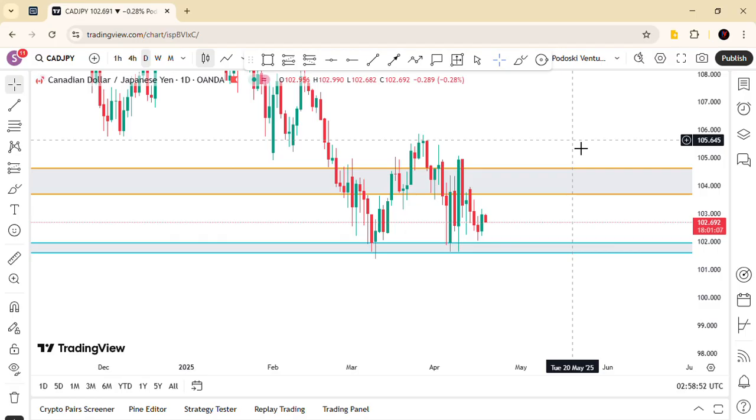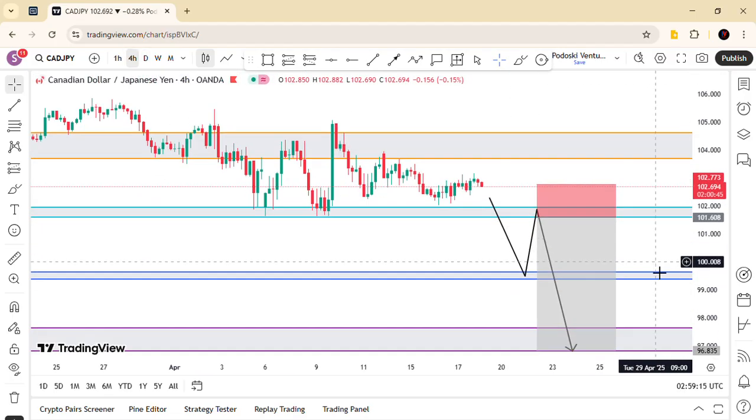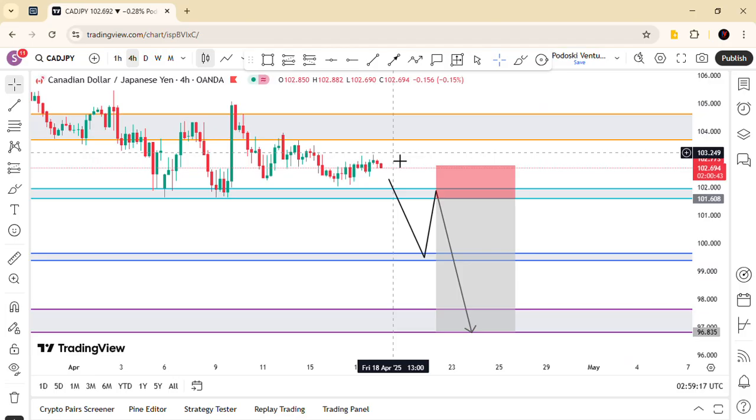So let's go to the 4-hour and prepare for this entry. We are looking for selling opportunities. We are just going to prepare the sell down. Anytime price breaks out of the consolidation or the ranging zone, then we look for entries. So let's go to the 4-hour and prepare for the entry on CAD JPY.